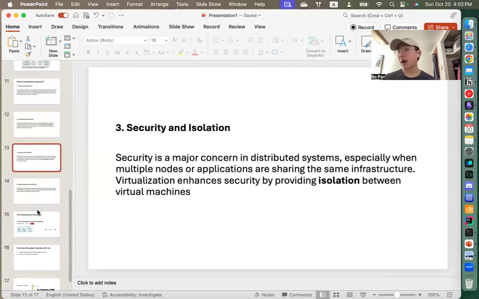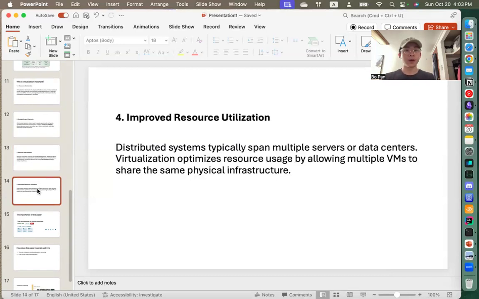The third reason, and also I think the most important reason, is the security and isolation. Security is a major concern in distributed systems, especially when multiple nodes or applications are sharing the same infrastructure. Virtualization enhances security by providing isolation between different virtual machines. So when one node is down or gets infected by a virus, you don't want other nodes to get infected as well. And the virtualization provides that.